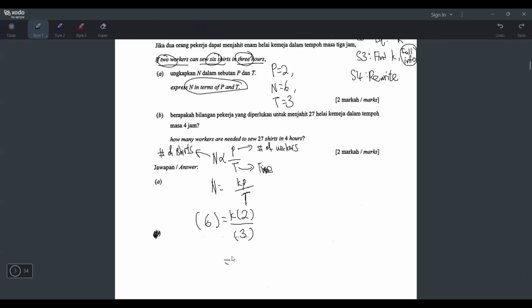Now we can find K. This 3 at the bottom means divide. Divide, when moved across, becomes times. And then the 2 at the top means times, and when moved across it becomes divide. It means divide becomes times, and times becomes divide. And then if you press this, you will get 9.